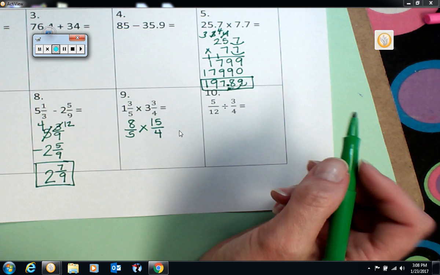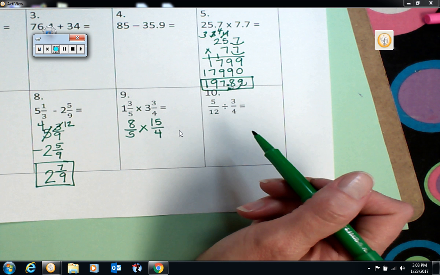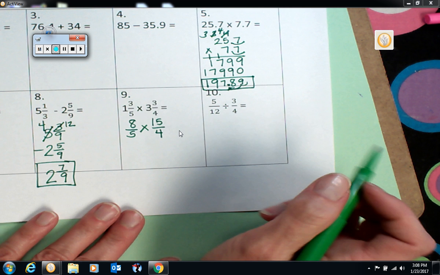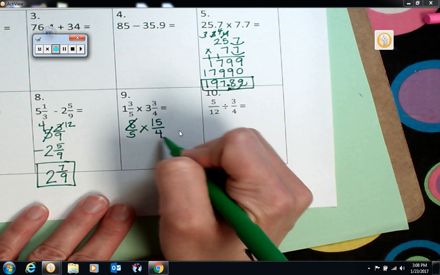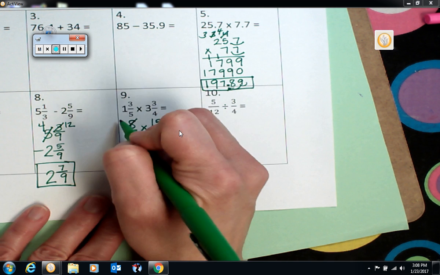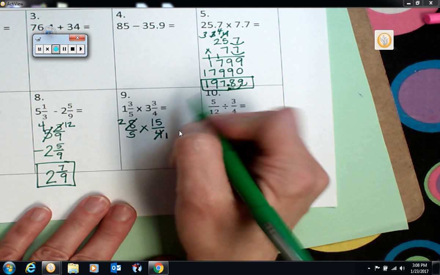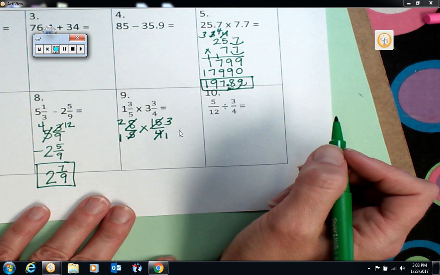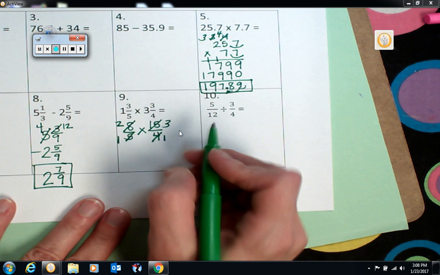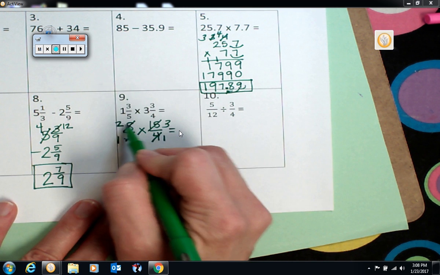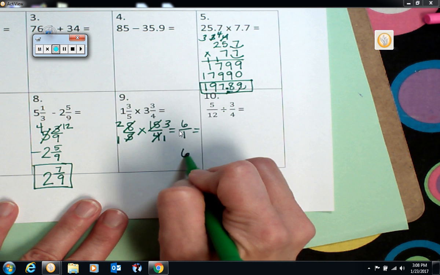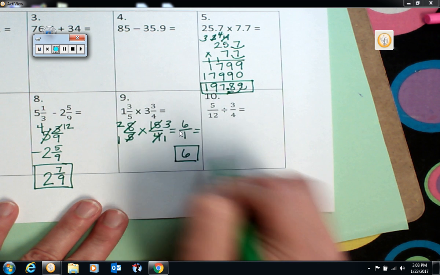And this is when I can try to simplify first. So I can see that 8 and 4 both share a common factor of 4. So I'm going to divide them both by 4. And then 15 and 5 share a common factor of 5. I'm going to divide them both by their common factor. Then I can multiply my new numbers straight across. So 2 times 3 is 6, and 1 times 1 is 1. 6/1 simplifies to 6, and that's my final answer.